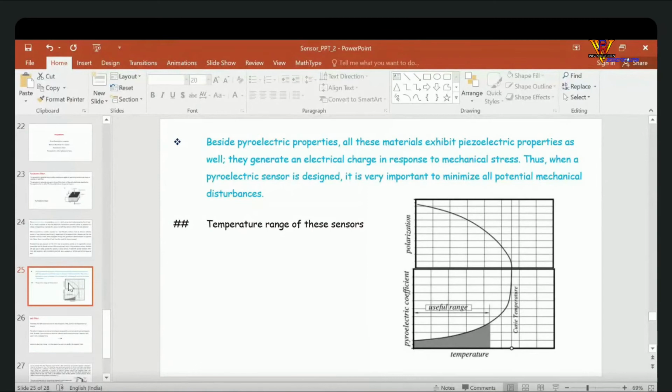If the pyroelectric sensor is designed, then it is important to minimize all the potential mechanical disturbances. If not, then in addition to the induced voltage due to temperature variation, we will have voltage due to deformation in the shape of the material. So that will not give you the correct reading. So when the pyroelectric sensor is designed, all the mechanical disturbances must be taken care of.